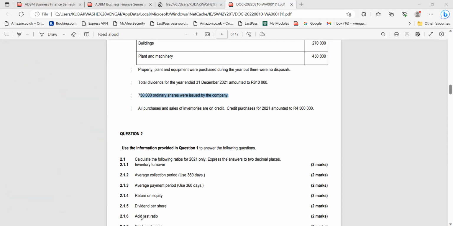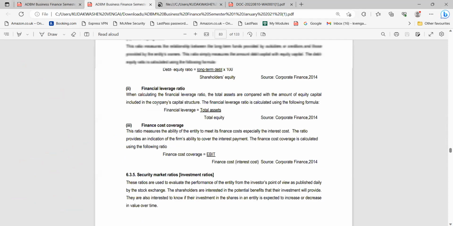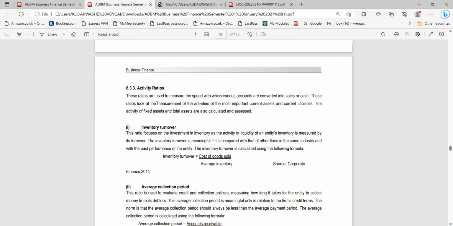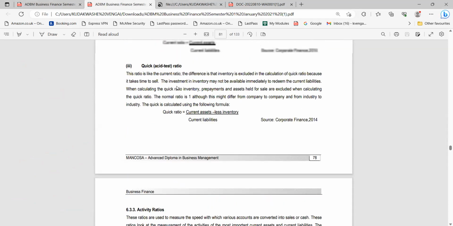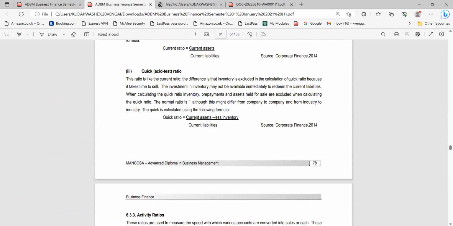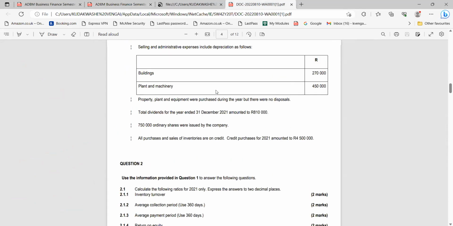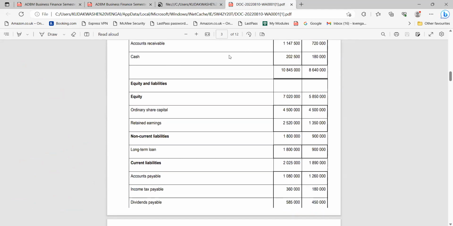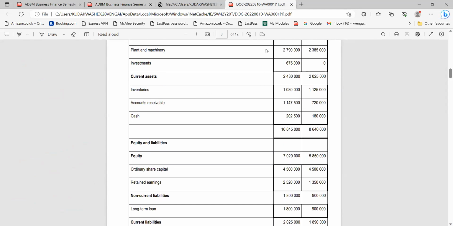You go to the next one, acid test ratio, right? So again, you just go to your study guide, check formula for acid test ratio. There you go. Current assets minus inventory over current liabilities. Current assets minus inventory over current liabilities. So you ask yourself, what are your current assets? You've got the answer there. Current assets, right? What are your current liabilities? You've got the answer there. Current liabilities, what is your inventory? You've got your answer there, inventory.